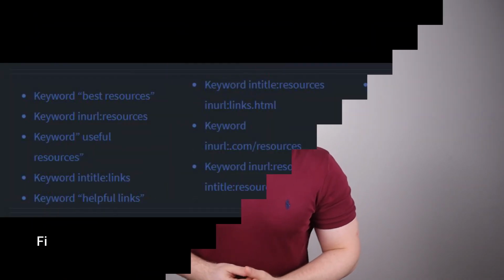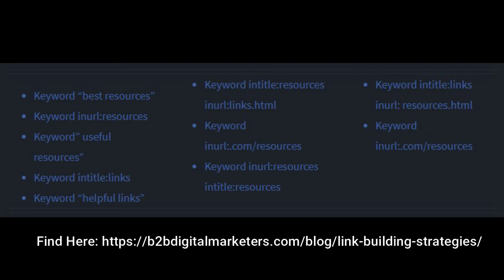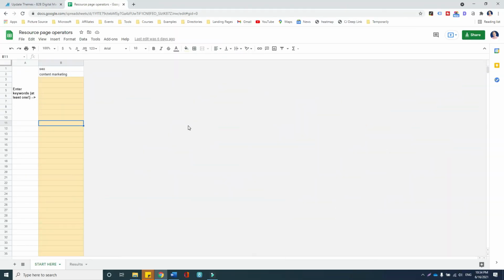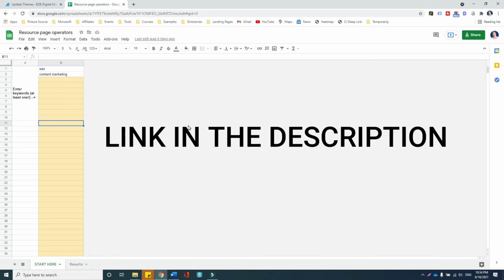And the second technique to find resource link building opportunities is to use Google strings in a similar way to the guest blogging strategy. Just take any of these strings, modify them to a targeted keyword and enter them into Google search. Again, you can find these strings in my article that I have featured in the description section. Also, you can use this super helpful sheet for resource page search operators. Just make a copy and use it for yourself.